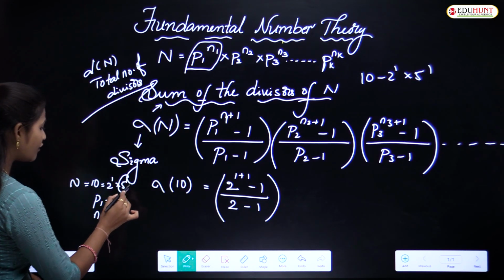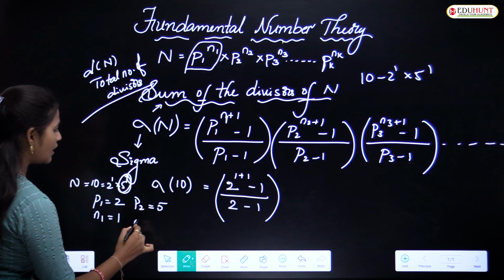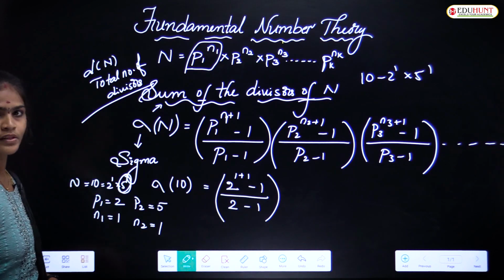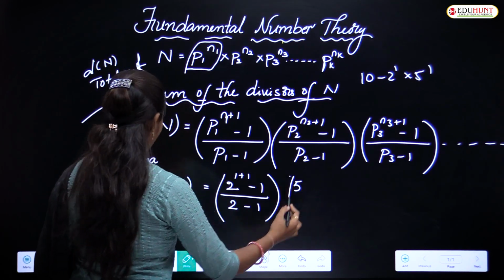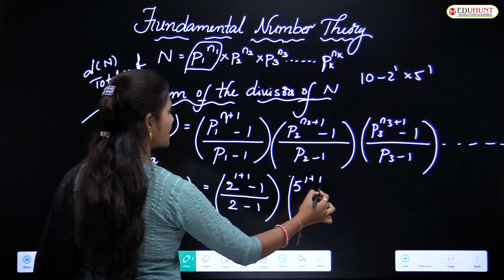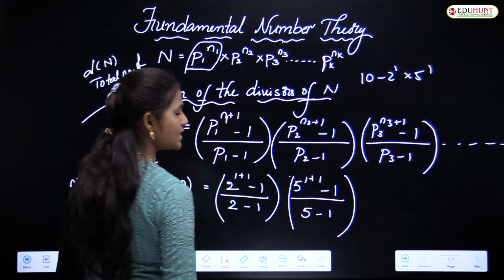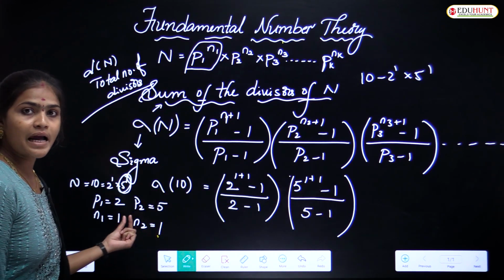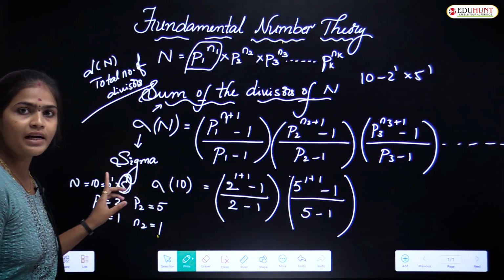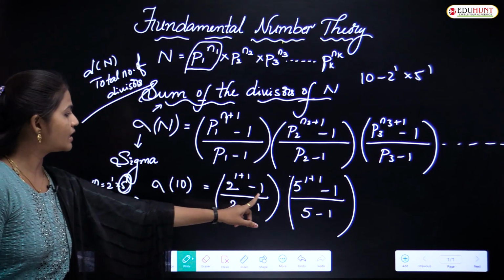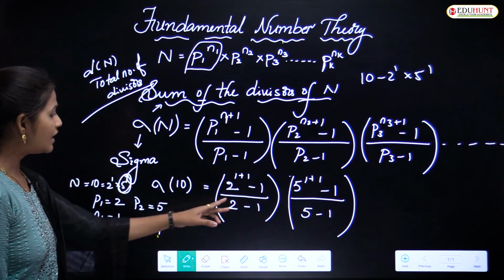Next we are having here 5, no? So here p2 is equals to 5 and n2 is equals to 1. So substitute that: 5 power 1 plus 1 minus 1 whole by 5 minus 1. That's it. Is there any other prime number in this prime factorization? No prime number is there except 2 and 5. So here we need to take p1 as 2, p2 as 5. Clear? Now simplify that.